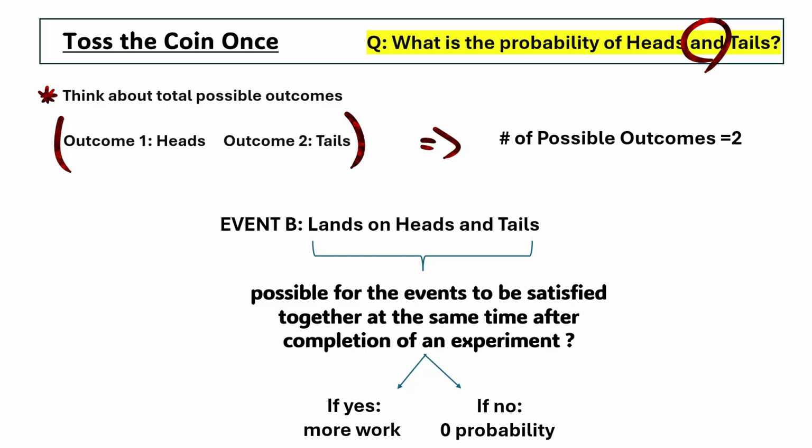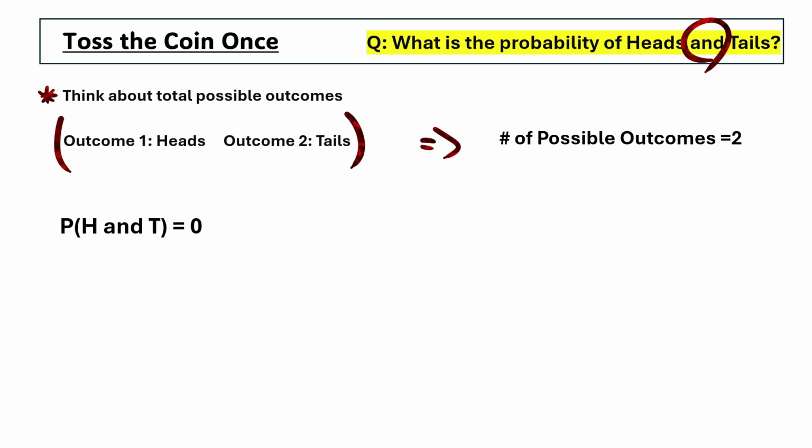In our question, after completing the experiment, after throwing the coin only once, if we get heads, then only one of the individual events is going to be satisfied, coin landing on heads. If we get tails, then only the other individual event is going to be satisfied. So in this experiment, where we throw the coin only once, we cannot satisfy both individual events together at the same time. This means that the probability of event B, or probability of heads and tails, is simply going to equal 0, because that event is not possible.